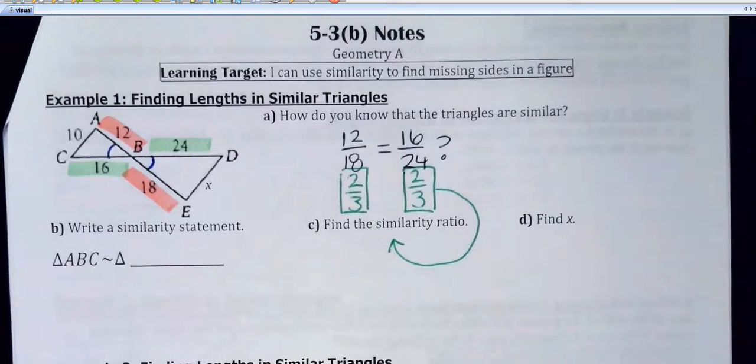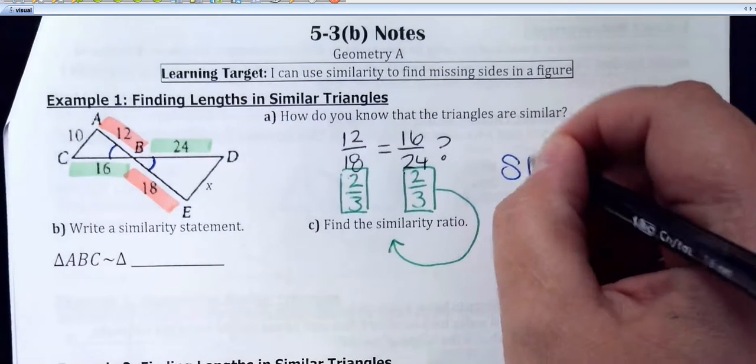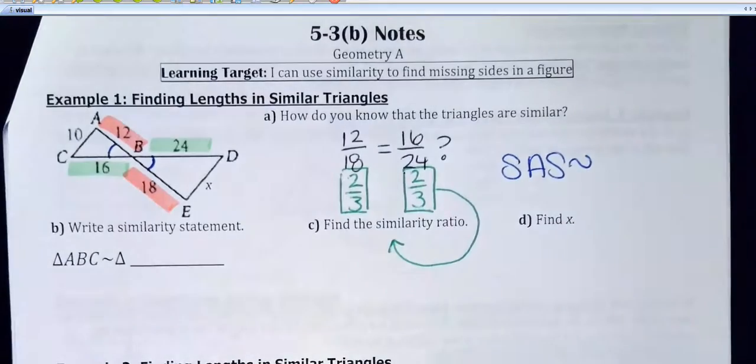and that actually answers the question right underneath that, which is, what's the similarity ratio? It'd be 2 to 3. And what I'm using there, I showed two sets of sides were in proportion and the angle between by vertical angles. So this is side angle side similarity that we're using there.